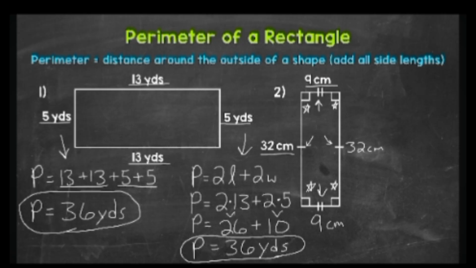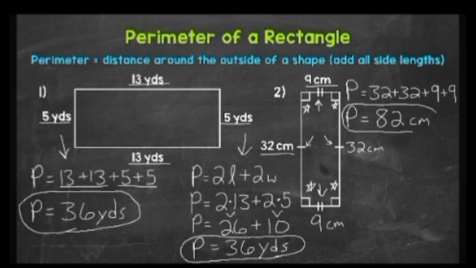The four sides of a rectangle are clearly shown in figure number 2. Now we are just going to add these four measurements together, which becomes 32 plus 32 plus 9 centimeter plus 9 centimeter. You can simply break it down: 32 plus 32 becomes 64. 64 plus 9 becomes 73. 73 plus 9 becomes 82.